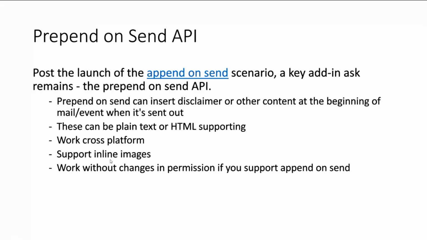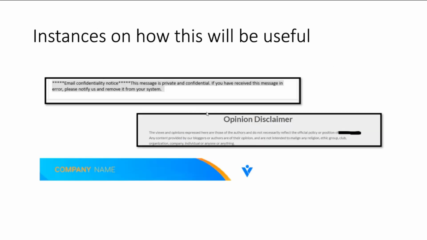This supports inline images, and if you've already incorporated appendOnSend changes, then you essentially don't even need changes in your manifest. These are a few instances where you can use it. It could probably be a confidentiality notice that you want to send out, an opinion disclaimer, or maybe even a company header that you want to include in the beginning of emails.